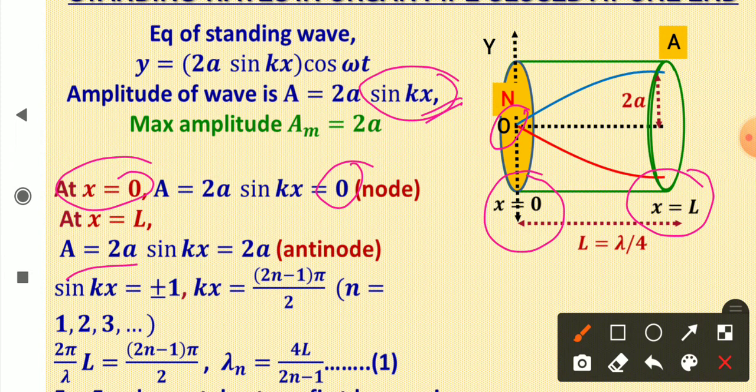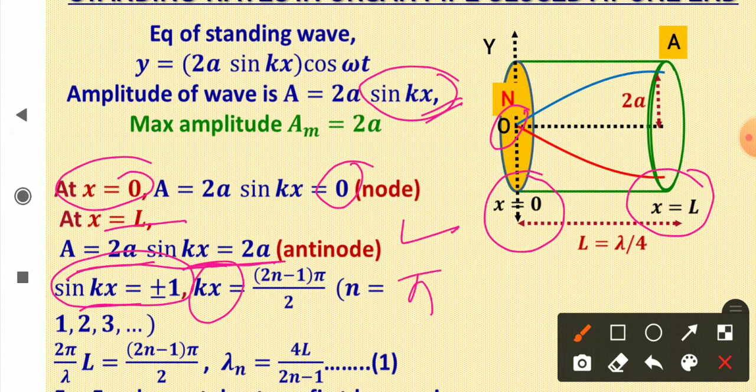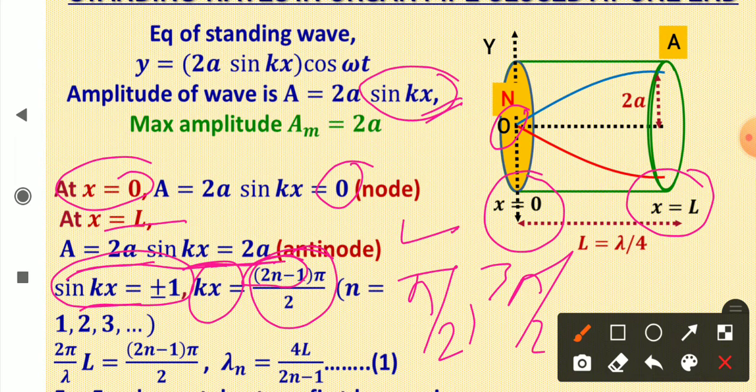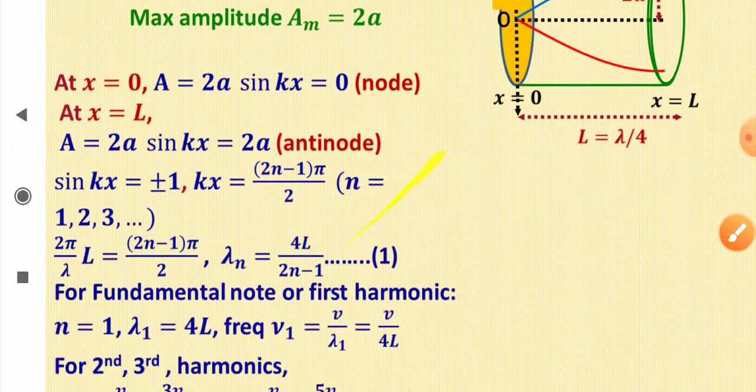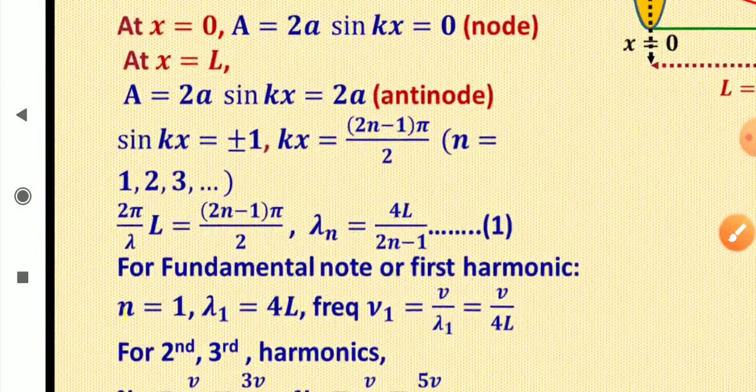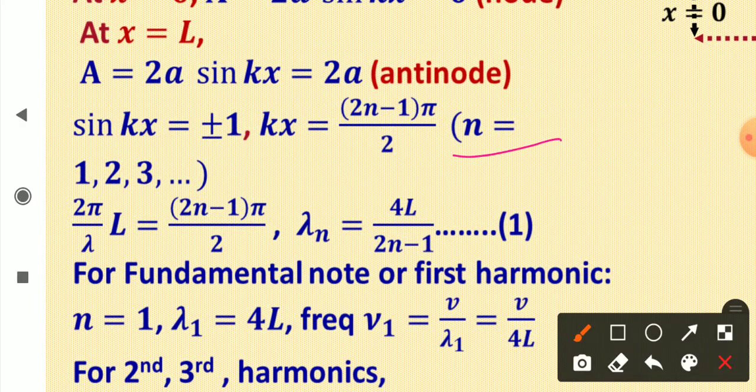At x is equal to L we have to get antinode. So at x is equal to L, amplitude is 2a sin kx and it should be equal to 2a for antinode. That means sin kx की वैल्यू मैक्सिमम होनी चाहिए. sin kx should be equal to plus minus 1 और ये तब होता है जबकि एंगल इज ऑड मल्टीपल ऑफ पाई बाई 2. दैट लाइक sin pi by 2, sin 90, sin 3 pi by 2 and so on. So odd multiple of pi by 2 means 2n minus 1 odd number हो गया into pi by 2. Right, and here n is equal to 1, 2, 3 and so on.